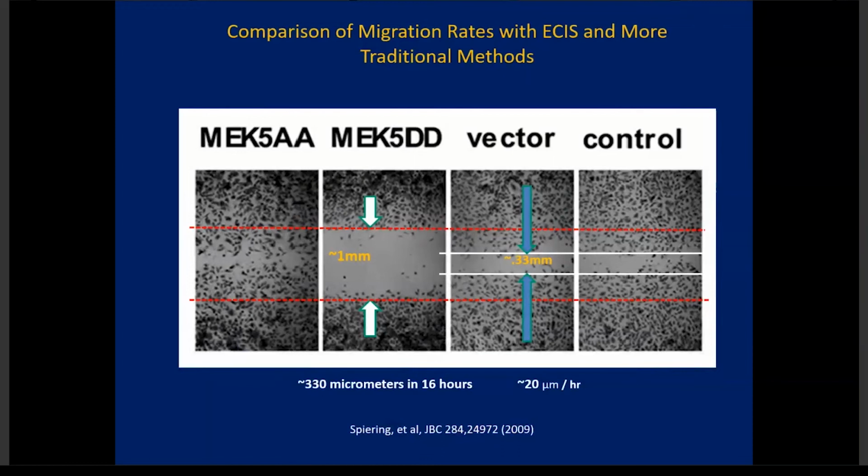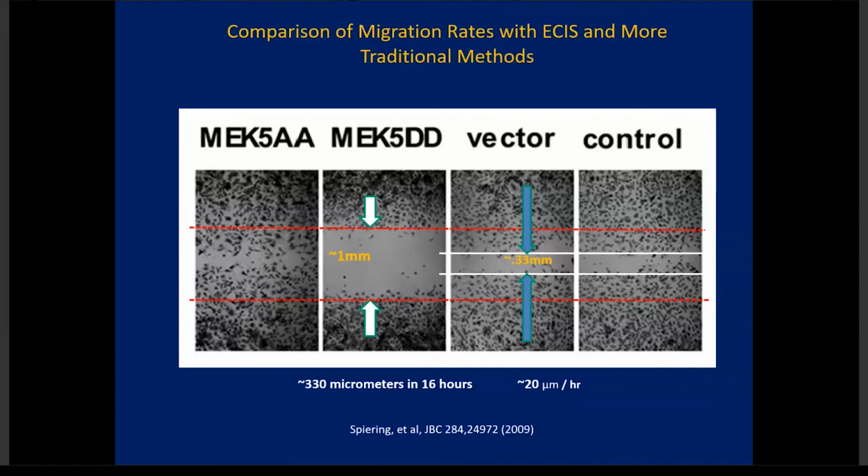In the case of the control and the vector that's been added, these cells move approximately 1/3 of that distance in a period of 16 hours. So if you do the division, that's about a 20 micrometer per hour migration rate. Notice in the case where we have the MEK5DD, there is no migration. We blocked migration, and this is a JBC article you can look up if you'd like to know more details.